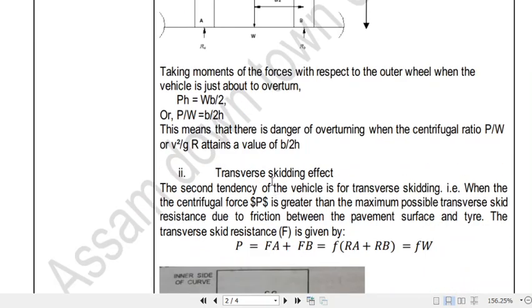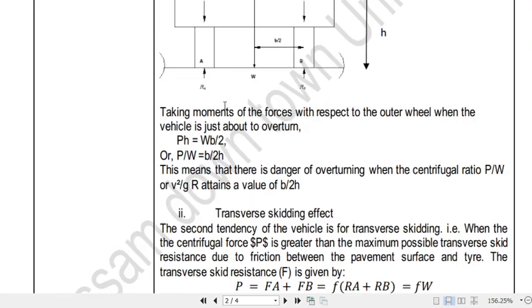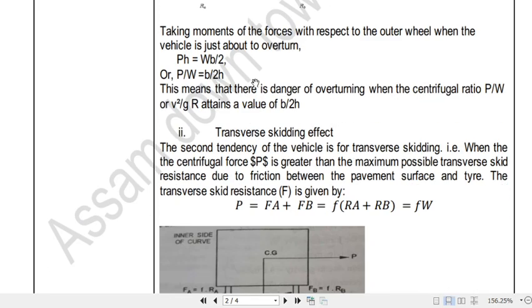So this means that there is a danger of overturning when the centrifugal ratio P by W is equal to B by 2H. The equilibrium condition for overturning will occur when P into H is equal to W into B by 2, or when P by W equals B by 2H. This means there is danger of overturning when the centrifugal ratio P by W, or as per the previous one, V square by gR, attains a value of B by 2H.